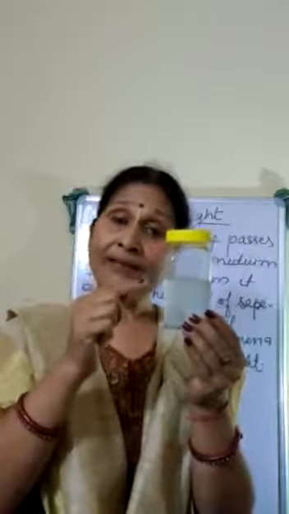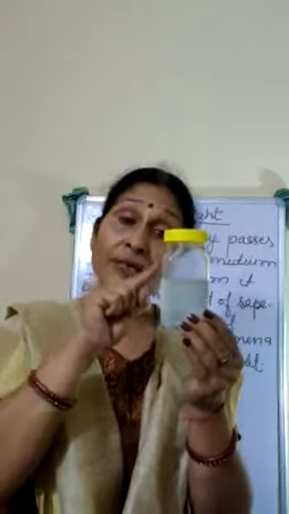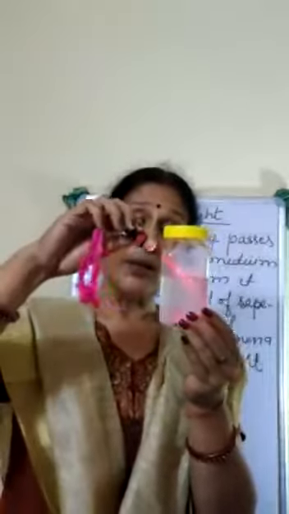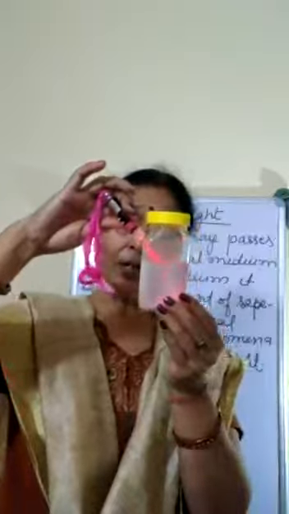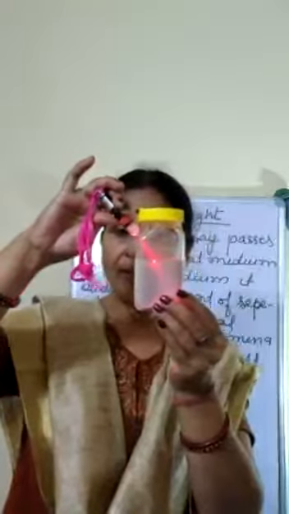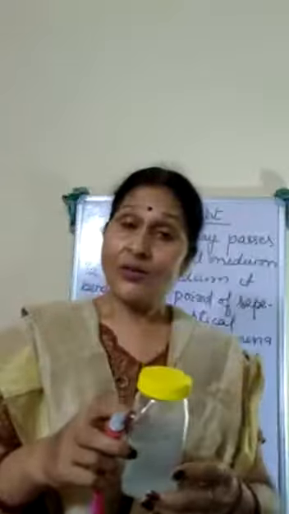When a light ray passes from optically rarer medium to denser medium, it bends towards the normal. When we draw a light ray, it will bend towards the normal. You are looking, the light ray is bending towards the normal. Now let us write.